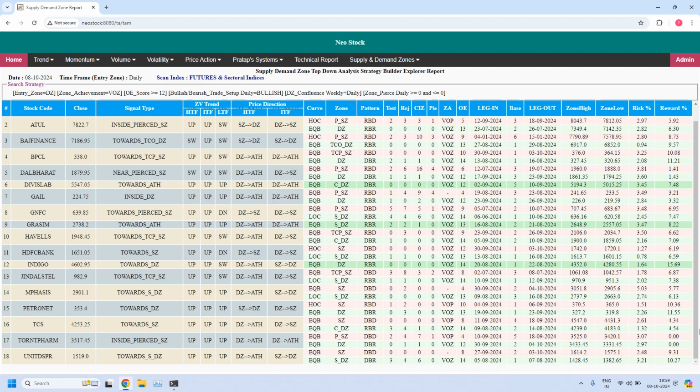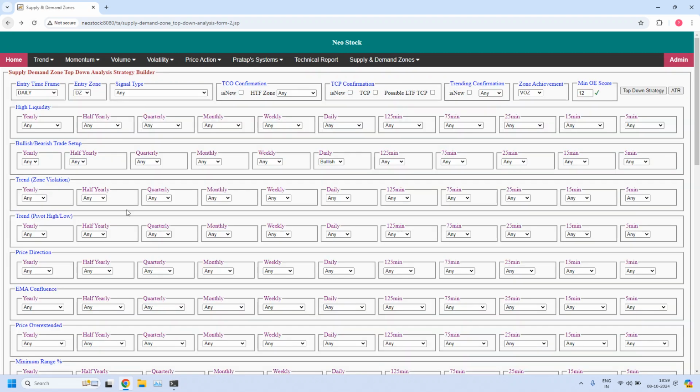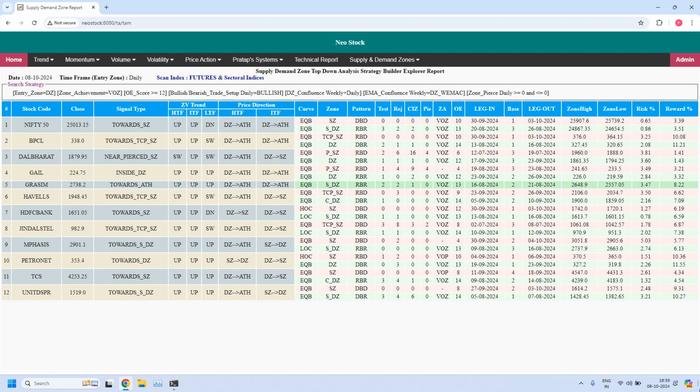Weekly is nothing but ITF. Because a daily zone is part of weekly zone and trend is up, if weekly zones are having weekly EMA confluence, they are high probability setups. So let us look for EMA confluence on the weekly time frame. So weekly demand zone with weekly EMA confluence. I enable the filter. Let's verify.